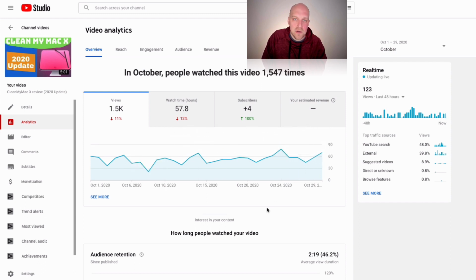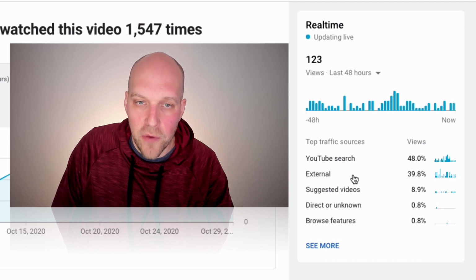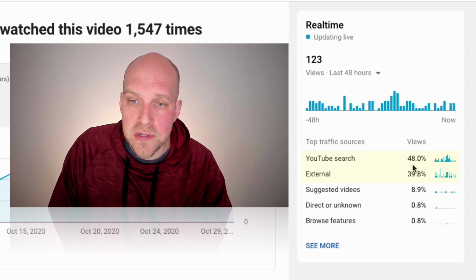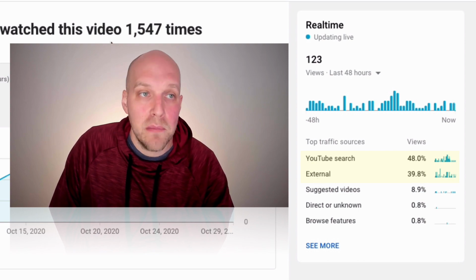That specific metric was telling us about 2.4 views per hour, so we think 50 to 60 views per day. But then what we look at on the right-hand side here is where these views are coming from. So what you can see is YouTube search accounts for 48% of those views and external counts for 39.8%.